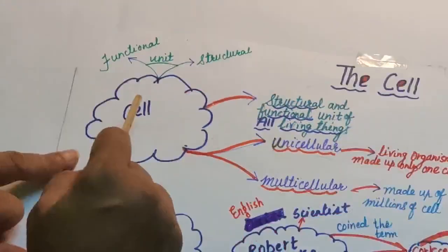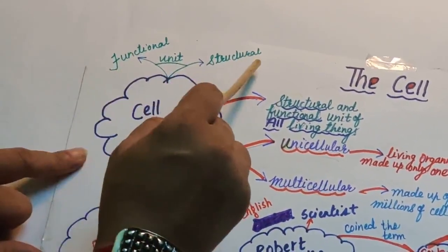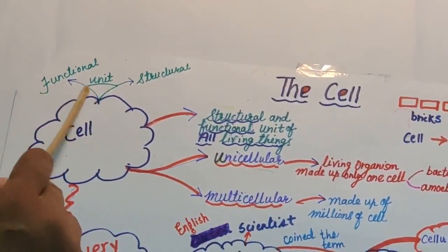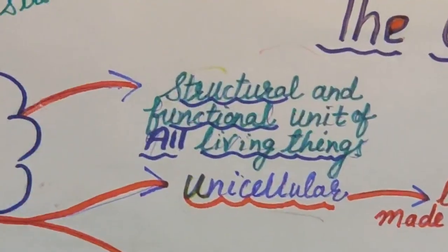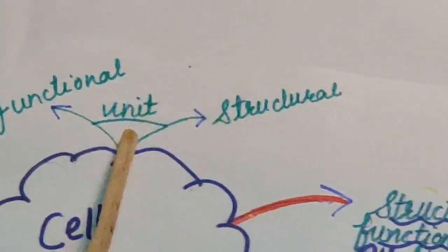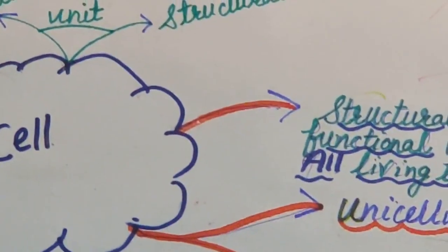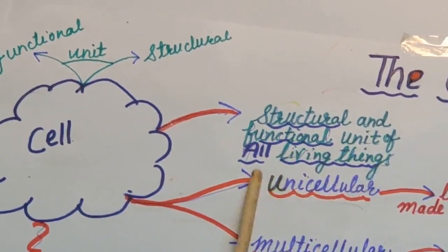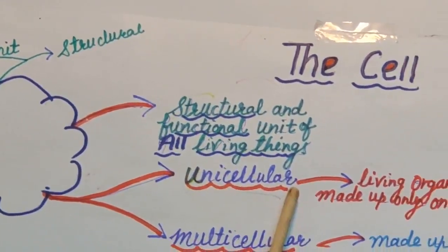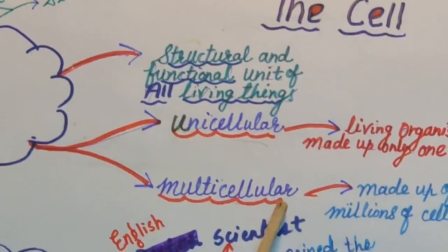Now, what is a cell? The cell is a functional and structural unit of all living things. See, I have written it. It is functional and structural; these two terms are very important. All living things are made up of cells. It can be unicellular or multicellular.